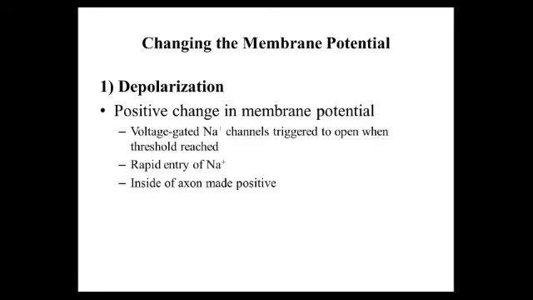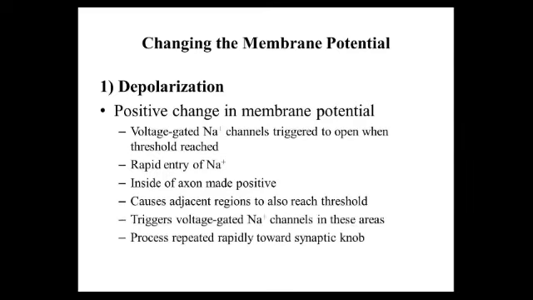So sodium rushes in, and the inside of the cell is going to start becoming positive. As more and more sodium comes in, what's that going to do to the sodium channels next to it that are also voltage gated? It's going to open them. And what's going to happen there? Sodium's going to rush in. So that part of the axon becomes positive. And what's that going to cause to happen to those voltage-gated channels next to them? Sodium rushes in, and we just completely repeat this process over and over and over, going in the direction of the synaptic knob.